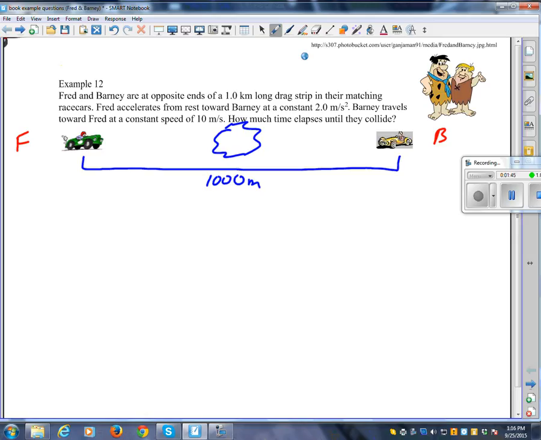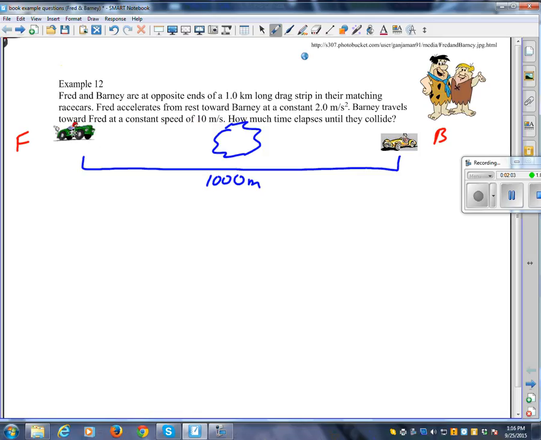One's accelerating at 2 meters per second squared, increasing in speed. And this guy's going at a constant speed, right? So which side would you say it's on, closer to Fred or closer to Barney? Closer to Fred, because he goes considerably faster, right?